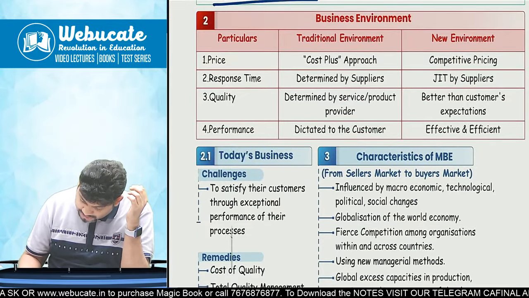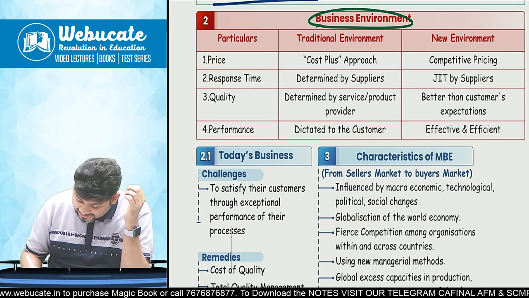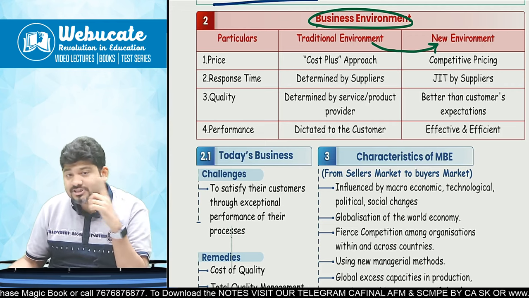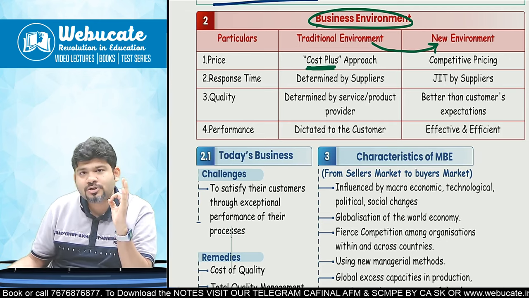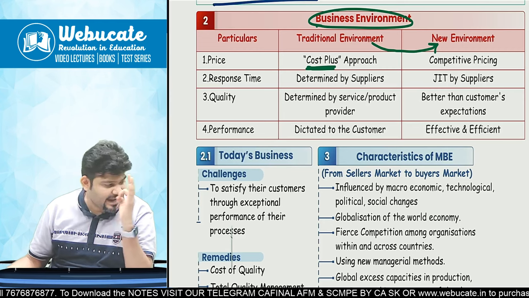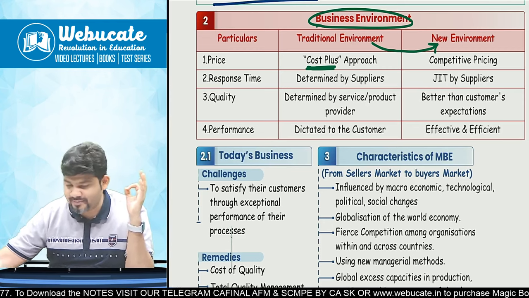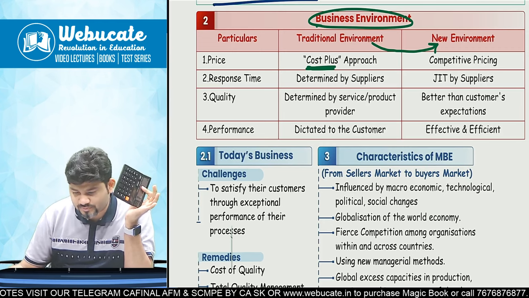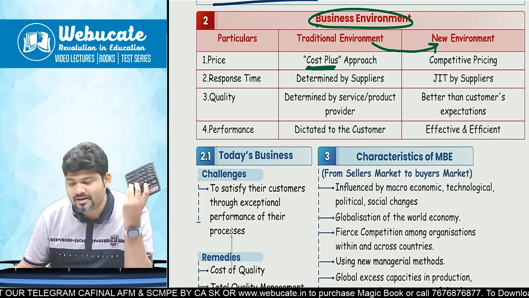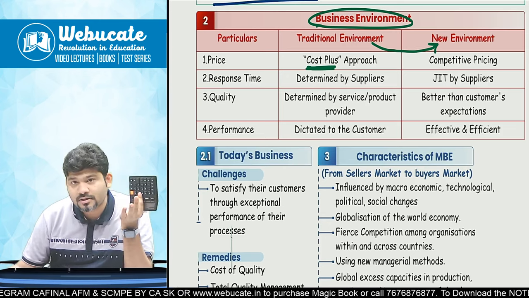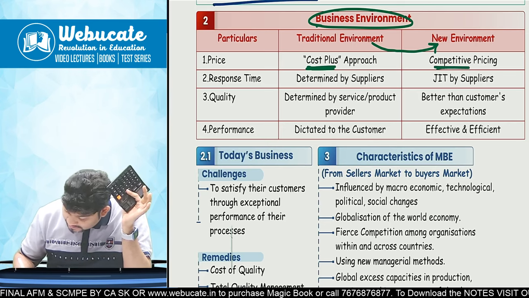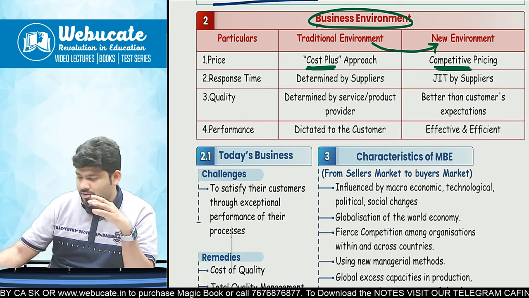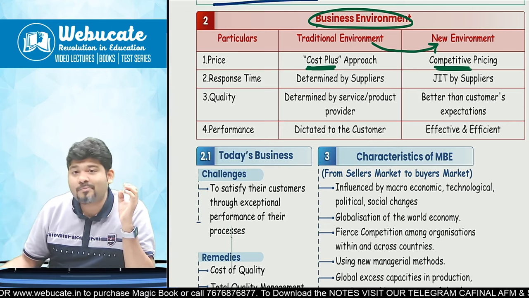Now, the most important thing that has happened with the business environment is that it has converted itself from a traditional to a new environment. What was there in the traditional environment? It was a cost plus approach. As in, if I am a businessman making a calculator, I will calculate the cost of the product, add the profit margin to it, and I will get the price of this product. But now things are changing. Now the pricing is competitive. So the price is decided based on the market scenario.